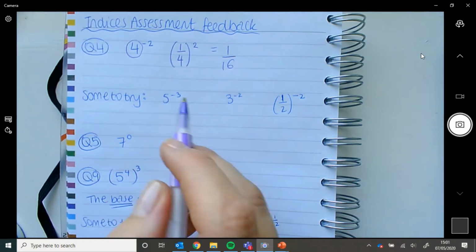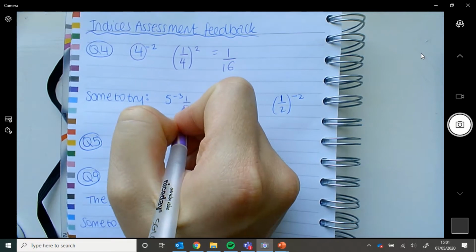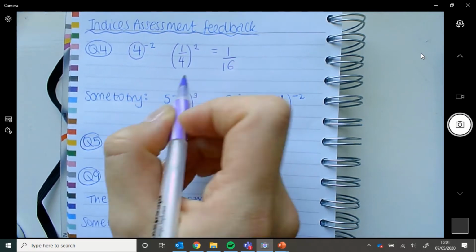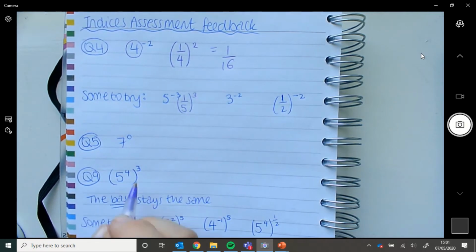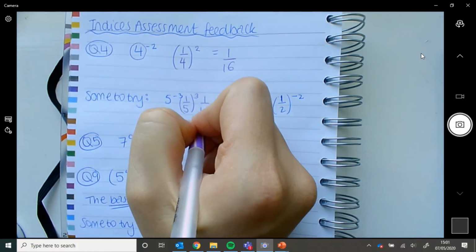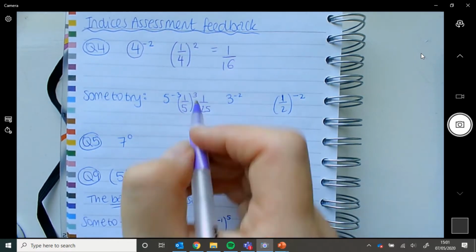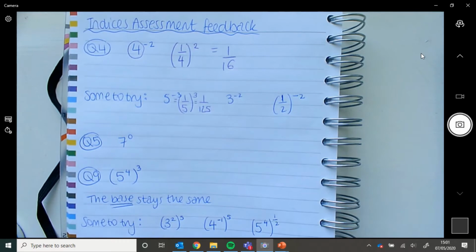Okay, first one, 5 to the power of -3 is the same as 1 over 5 all cubed. I found the reciprocal, which is the negative power. I need to cube everything. That gives me 1 over 125. Okay, so that is your answer there. Sorry, I forgot to put my equal signs in.